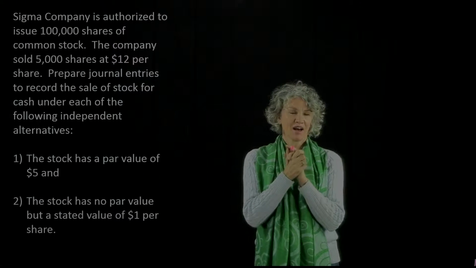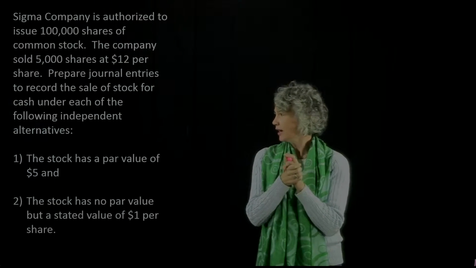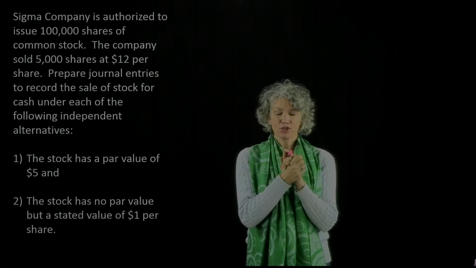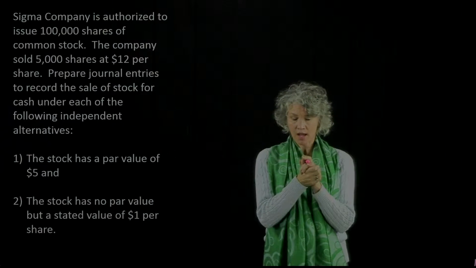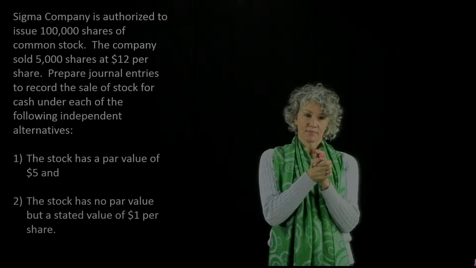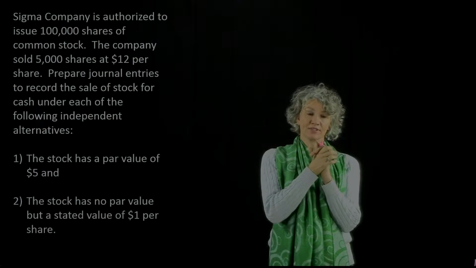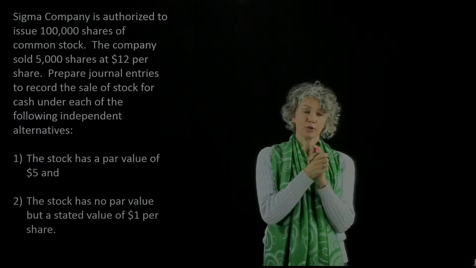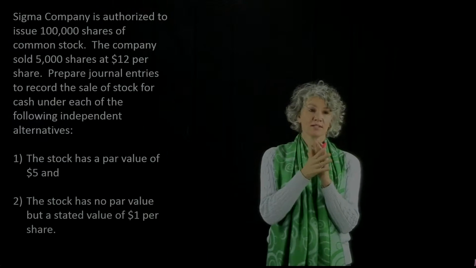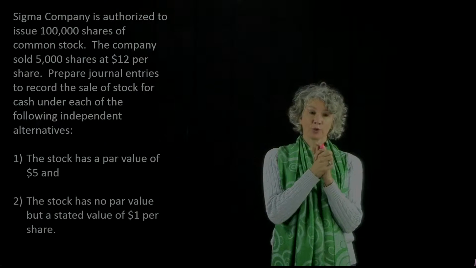Hi class. Today I want to work from chapter 13, problem SE5. And as you know, for the first time, we've moved into working with corporations. And so what we need to do is their equity is different. It's a different idea than how we've treated owner equity up until this point in time. So this problem deals with a company issuing stock, and we're going to learn to make those journal entries.